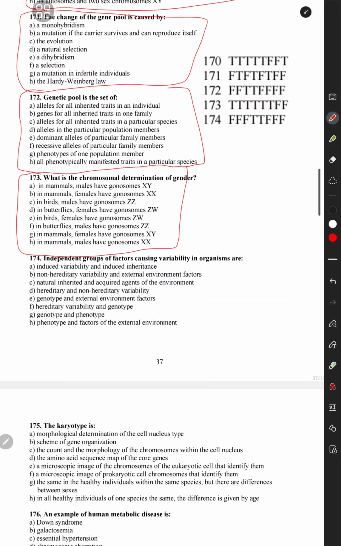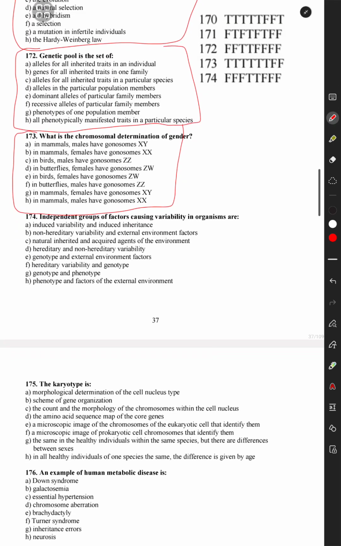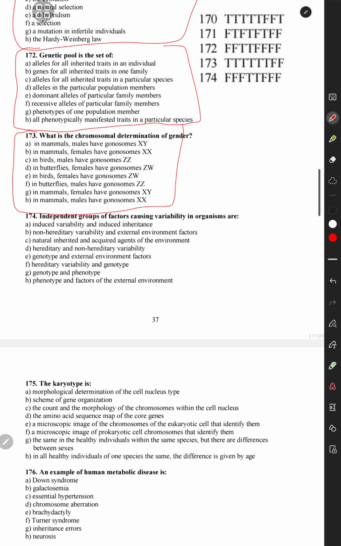Independent groups of factors causing variability in organisms are induced variability and induced inheritance.